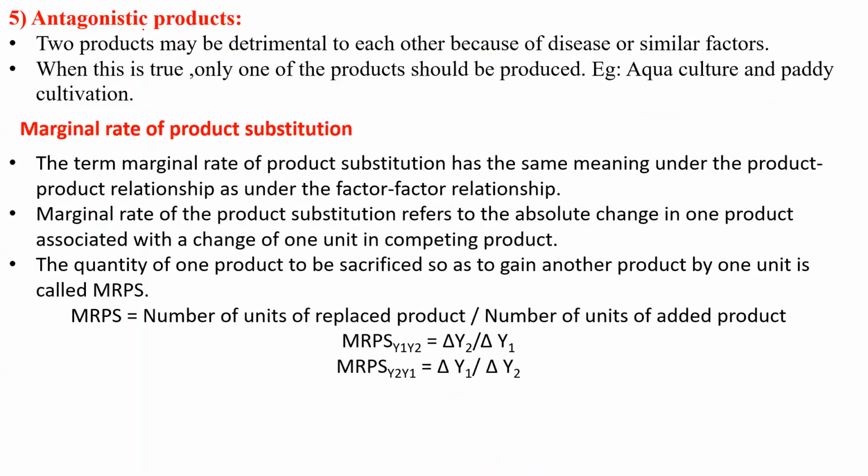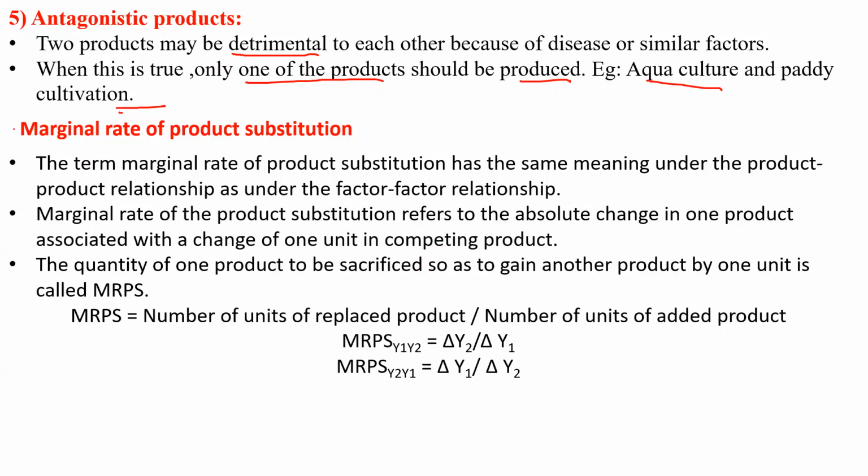Next, we have the antagonistic products. Now, two products may be detrimental. Detrimental मतलब harmful to each other because of some similar disease or similar factors. So in such cases they are called as antagonistic product. मतलब एक product दूसरे product के लिए harmful होता है. So this is true only when one product, when this condition is there, only one product should be produced. For example, aquaculture and paddy cultivation. This is the example for antagonistic product.